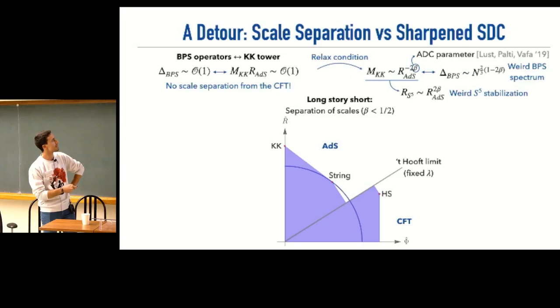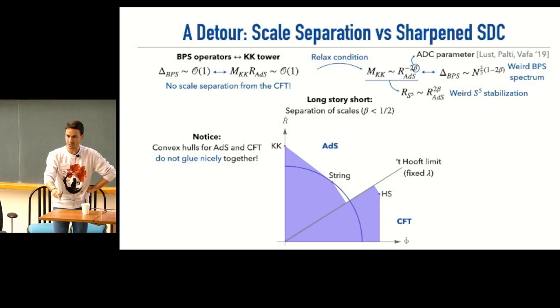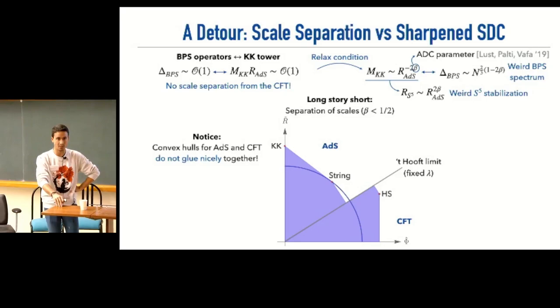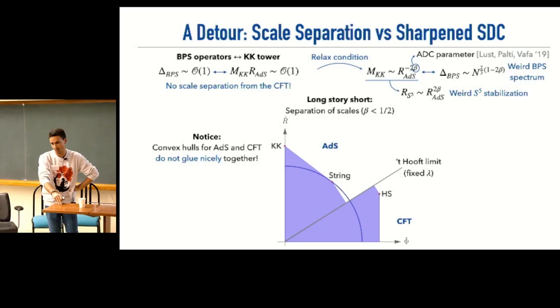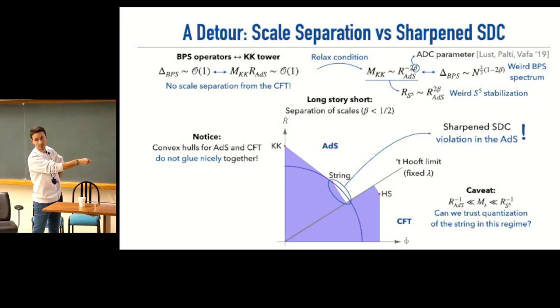So essentially, what I'm doing is allowing for scale separation in AdS4. I'm forcing it, allowing this kind of weird spectrum of BPS operators. I'm not ruling it out. What I'm finding is that it will be in clash with the sharpened distance conjecture. Now, one could try to make modifications. As I said, one should worry about this caveat here. In the other case, the violation is in the CFT, and I trust the CFT.